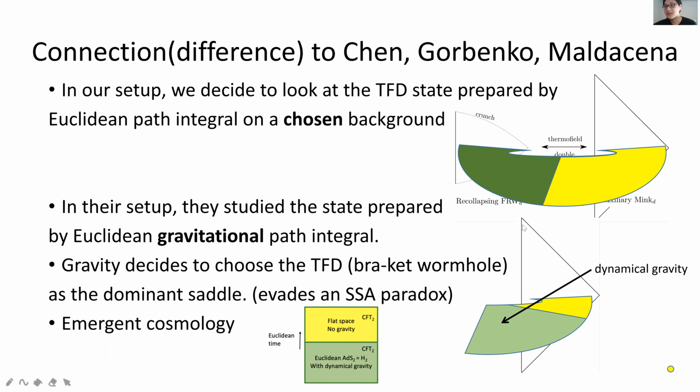They consider a state living in this flat slice, and there's a dynamical gravity region. You find that when you consider the bra and the ket, the dominant geometry connects these 2. And if you cut it from the middle, it's really giving us our setup. So I would say in our setup, we decide to look at cosmology, which we choose a specific state, but they choose a state that's prepared by Euclidean path integral, and it's emergent, sort of. The cosmology is emergent, and the gravity knows that it should pick this saddle. If you don't pick it, there are some paradoxes. That's one of the things that they described in their paper. So is this clear?